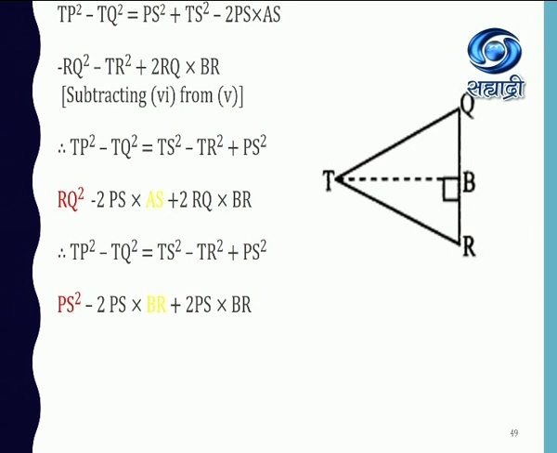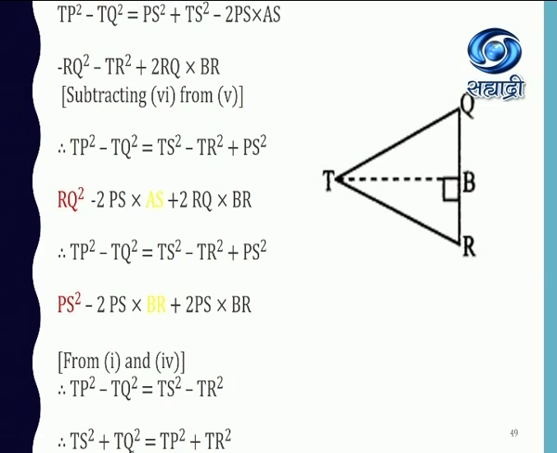So after writing for AS, this gets cancelled: 2 PS into AS and 2 PS into BR. Instead of BR I can write AS, and it will get cancelled. Similarly the other side. So finally we get TP square minus TQ square is equal to TS square minus TR square, and then rearranging it, take that TS on this side and TQ on that side. Finally you get TS square plus TQ square is equal to TP square plus TR square.